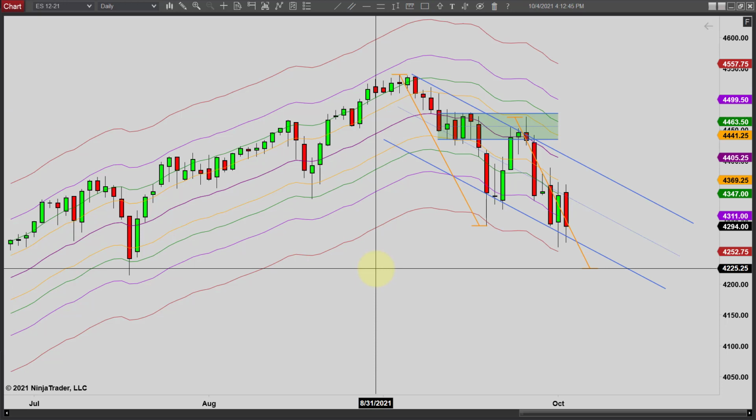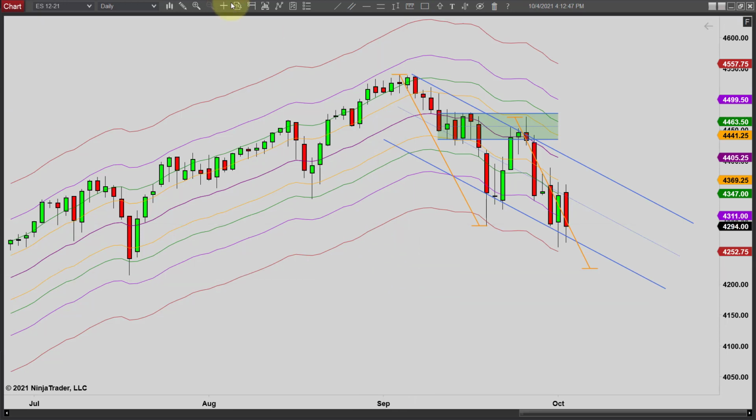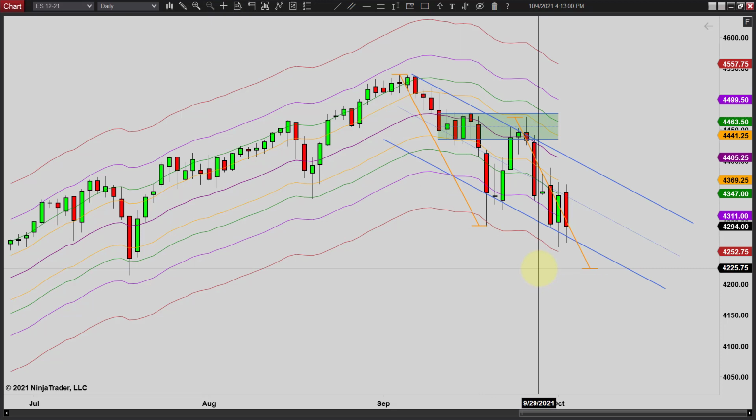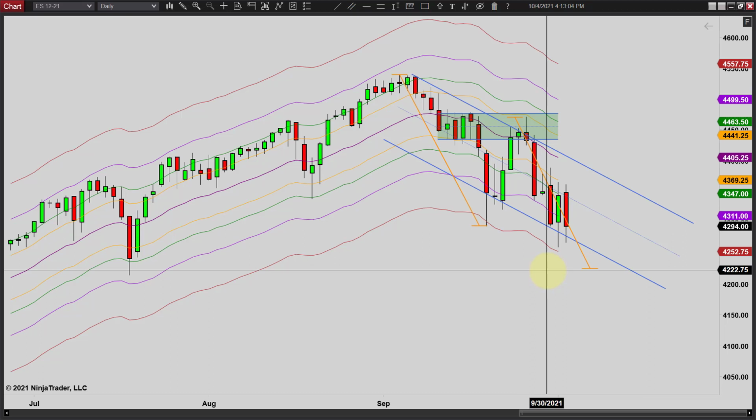This will be our chart lesson for today. And real quickly, I wanted to show you the daily chart here. I've got a measured move target down here. I believe this is 42.55 or so, or 42.25 or so. Yeah, real close to 42.25.